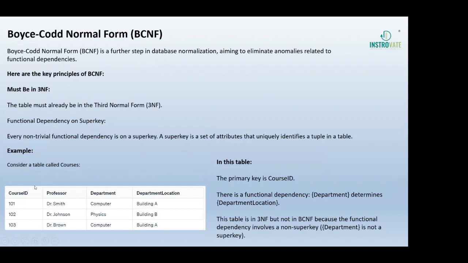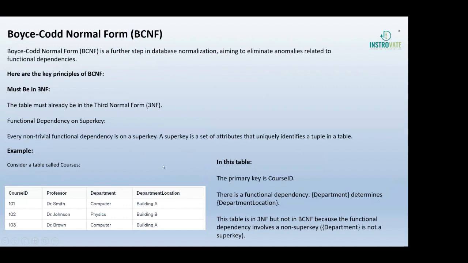So here is one table we have, courses, where course ID, professor, department, and department location are the columns. So in this table the primary key is course ID, and the functional dependency is that department determines department location. So this table is in third normal form, but not in Boyce-Codd normal form, because the functional dependency involves a non-super key. Here, department is not a super key.